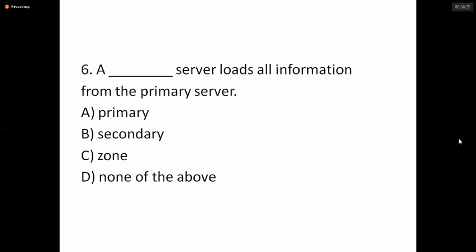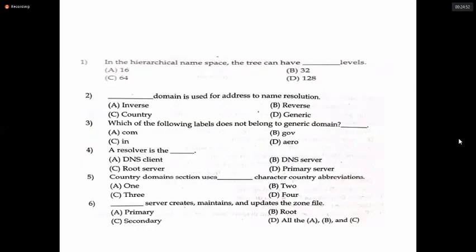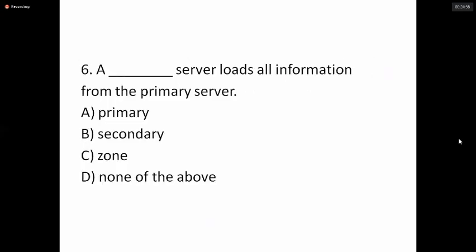A dash server loads all the information from a primary server. Probably now you'll get the answer. It is the secondary server. Is this clear? A secondary server loads all the information from the primary server. It should be a secondary server only. So for the sixth one, the answer would be the root. Okay. Let me go with the next.